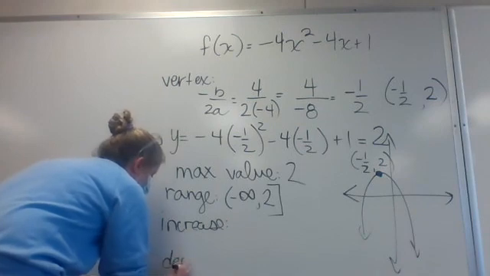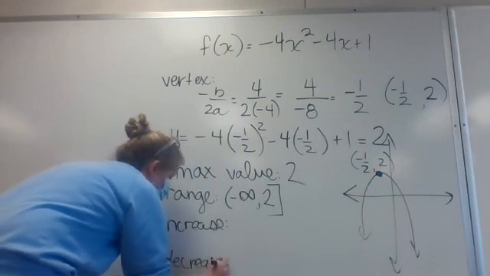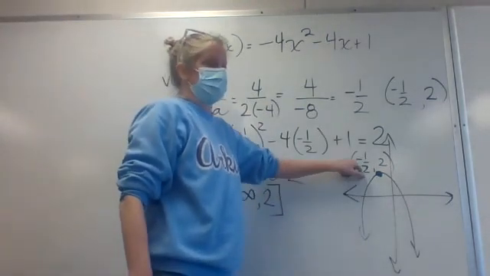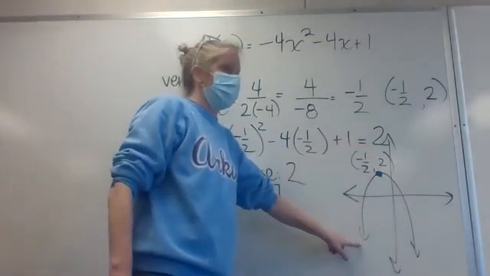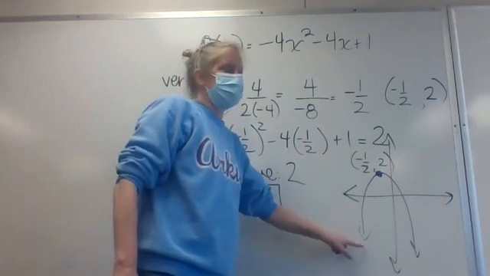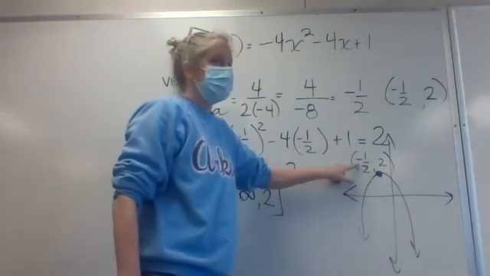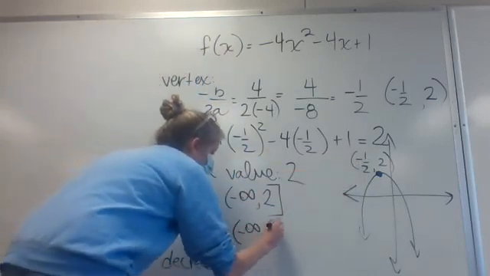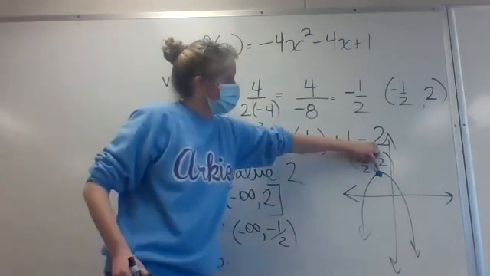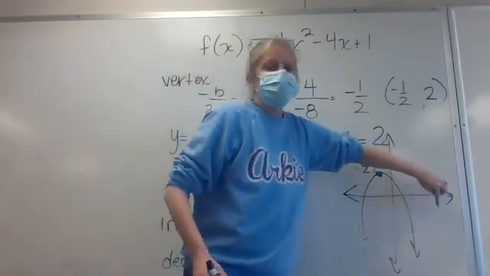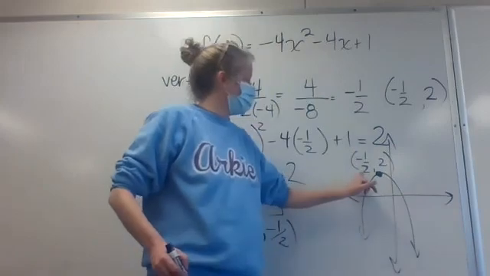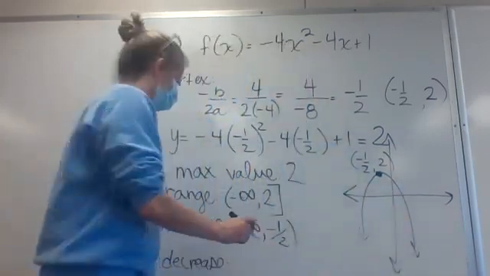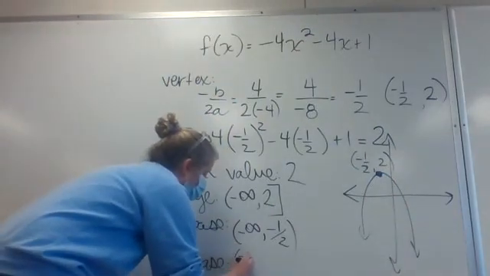Increase, decrease. This time, this side is my increase, right? The values are going up. Where do they start? Negative infinity until they get to negative 1/2, which is also the same part where they start to decrease. So where are they starting to decrease? Negative 1/2 all the way to the right. Infinity.